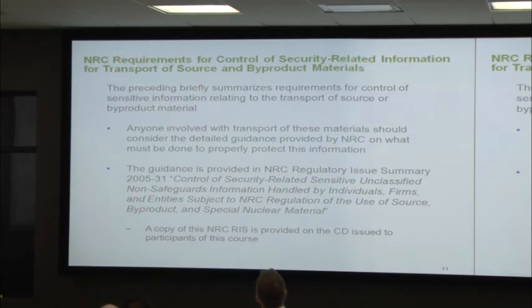Now, the NRC requirements for control of security-related information is in 10 CFR 73, and anyone involved in transport of these materials should consider guidance provided by NRC on what must be done to properly protect this material. And that guidance is provided in NRC Regulatory Issue Summary, RIS is the way they identify that, 2005-31. And there's the title of it, Control Security Related to Sensitive, Unclassified, and Non-Safeguard Information handled by individuals, firms, and entities, et cetera, for the use of source, byproduct, and special nuclear material. So you ought to look at that as well. That also is included in the CD.